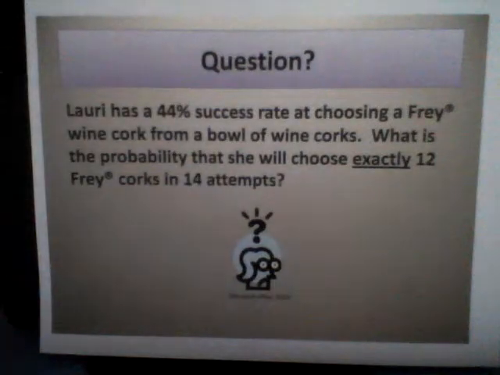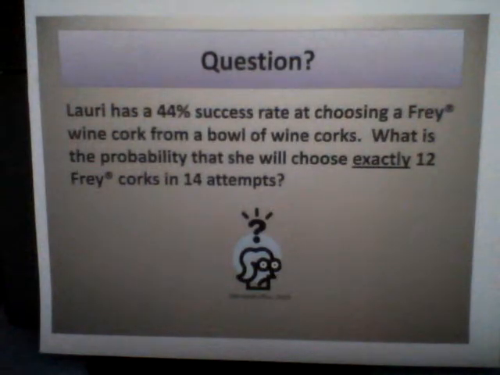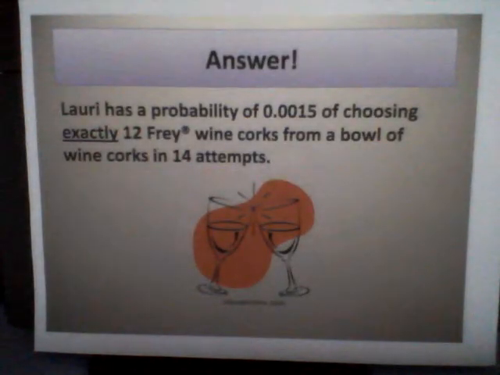Now, to put the experiment as a problem that could be worked out by other people, I wrote out this problem. My question was, Lori has a 44% success rate at choosing a Frey wine cork from a bowl of wine corks. What is the probability that she will choose exactly 12 Frey corks in 14 attempts? And my answer to that worded problem as a complete sentence is written thus. Lori has a probability of 0.0015 of choosing exactly 12 Frey wine corks from a bowl of wine corks in 14 attempts.